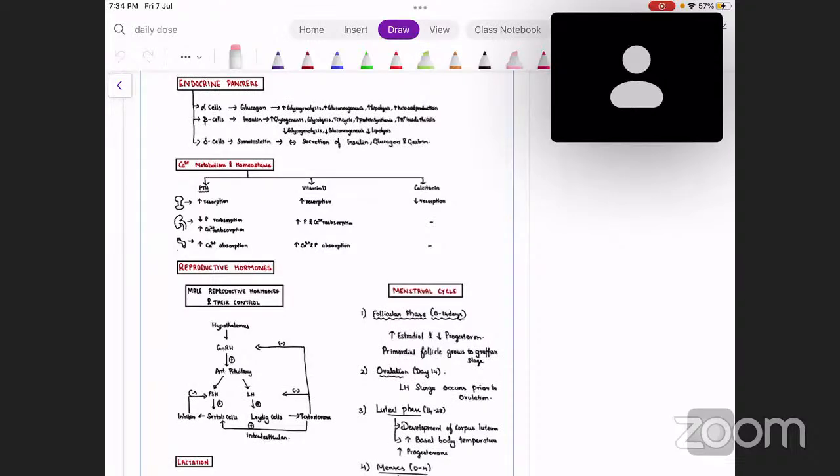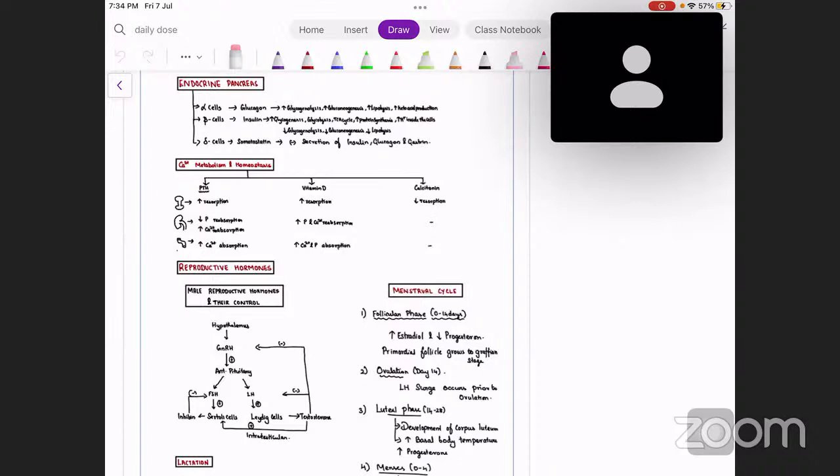Succus entericus is secreted by cells in the crypts of Lieberkuhn. And apart from that, we have moved on to nervous system physiology.